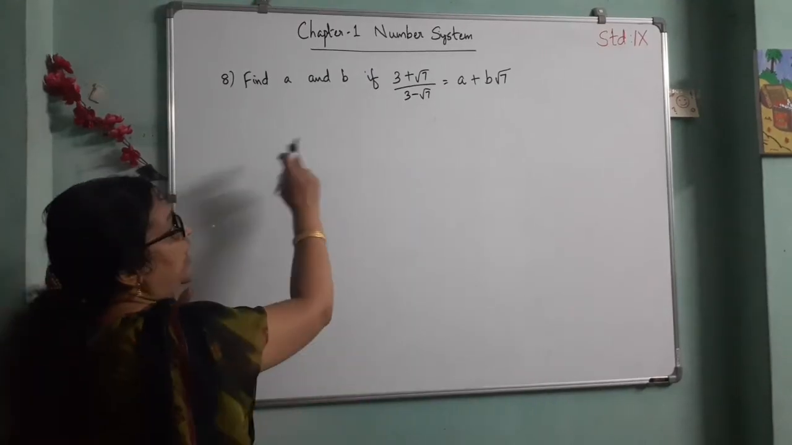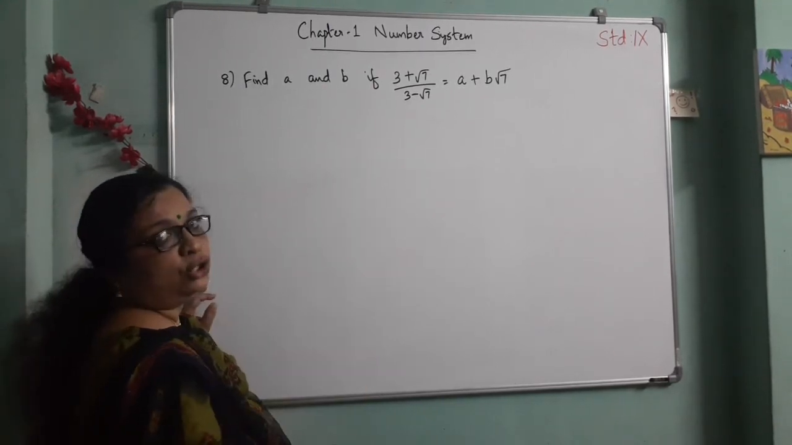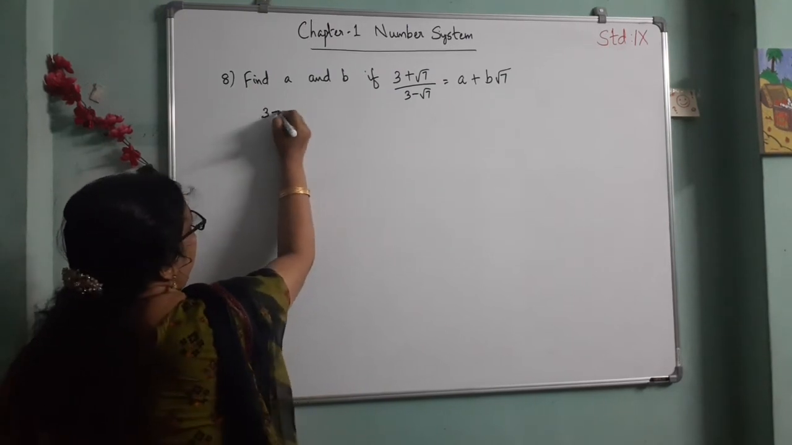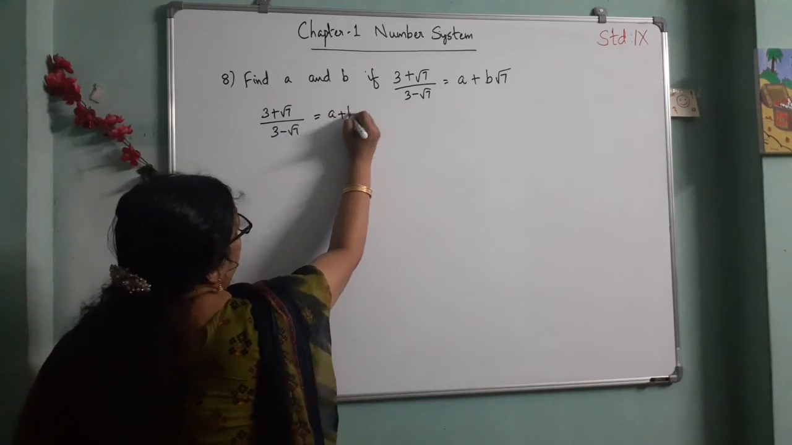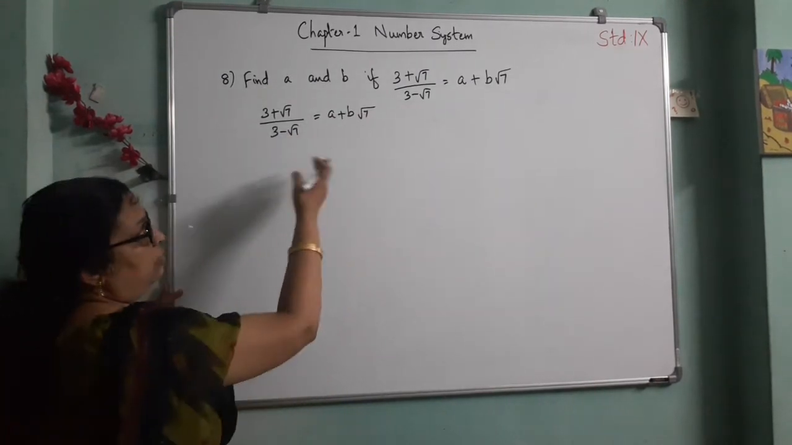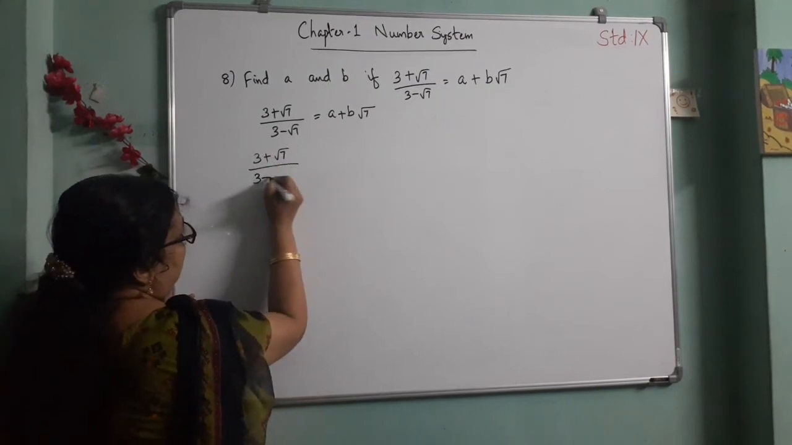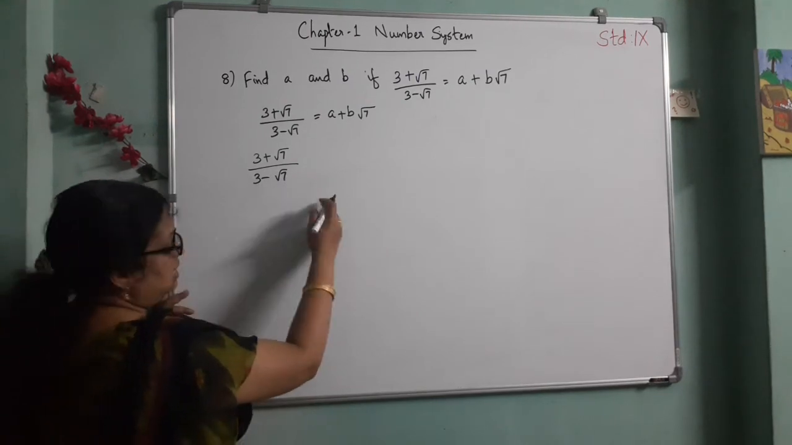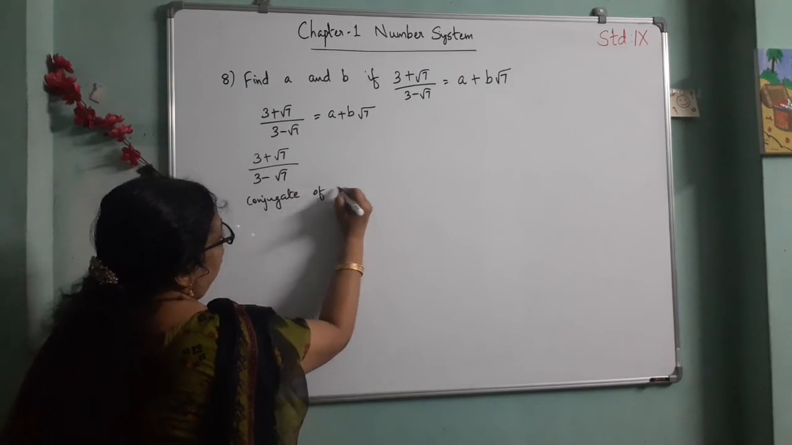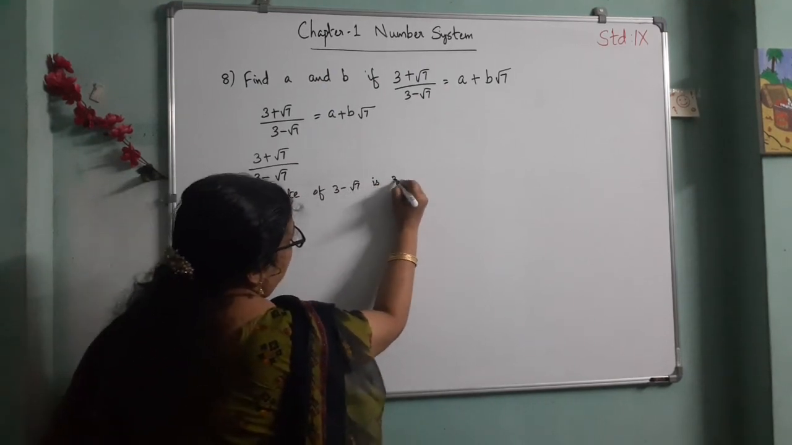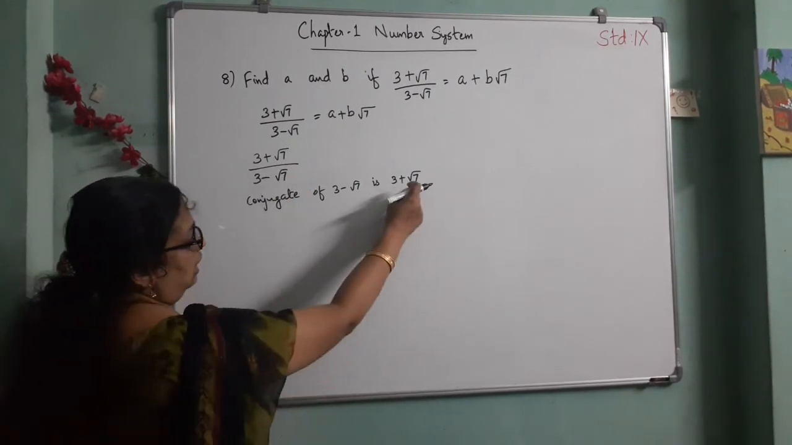Then 8th question: find the value of a and b if (3 plus root 7) by (3 minus root 7) is equal to a plus b root 7. That is, 3 plus root 7 divided by 3 minus root 7 equals a plus b root 7. We want to find out the value of a and b. So the left side, 3 plus root 7 by 3 minus root 7, we can rationalize. The conjugate of 3 minus root 7 is 3 plus root 7. Then multiply both numerator and denominator with this 3 plus root 7.